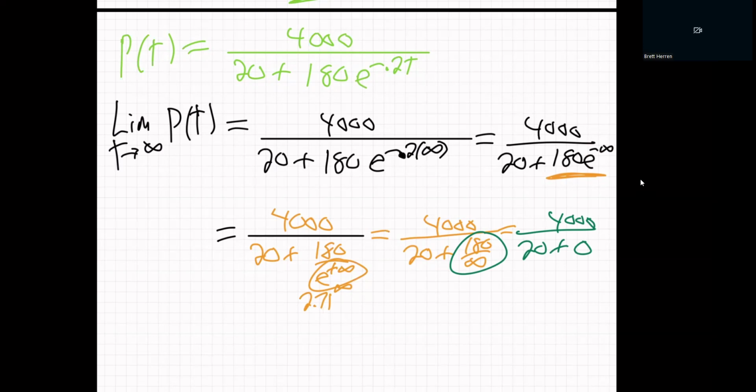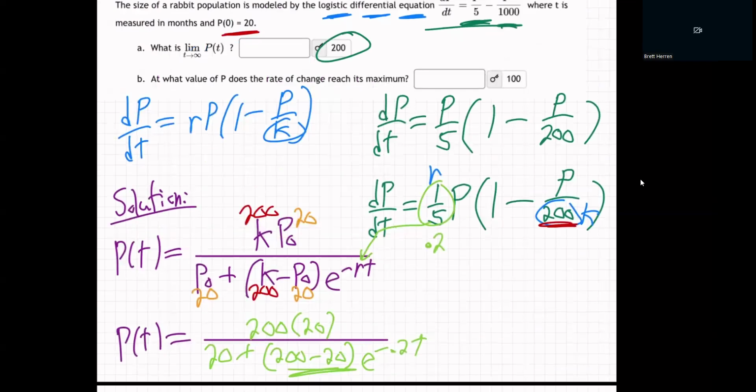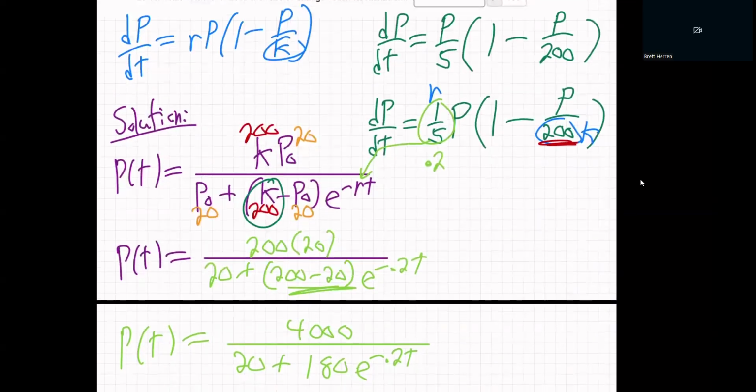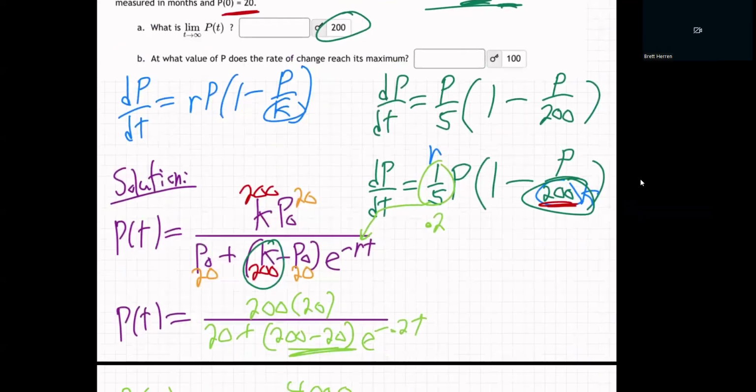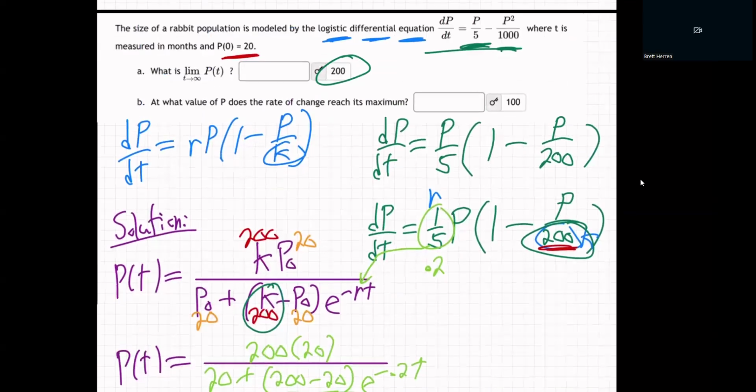So this is equal, we're almost there, to 4,000 over 20. Half of 400 is 200. So in the long run, that population is going to max out at 200. And that's the answer. We could have just looked at the K value and said, well, K is 200. That's the carrying capacity, the maximum population in the long run. Once we knew what K was, that took care of it.